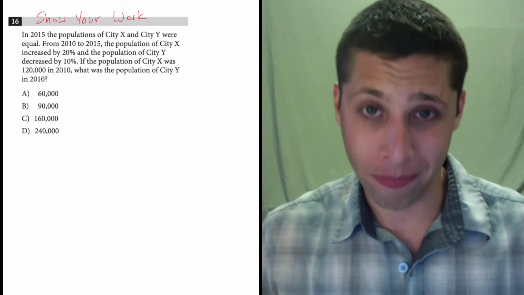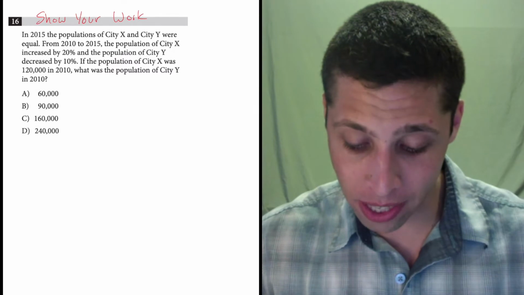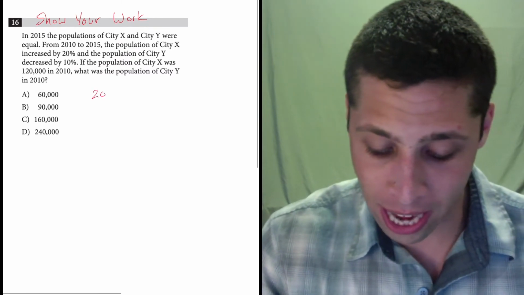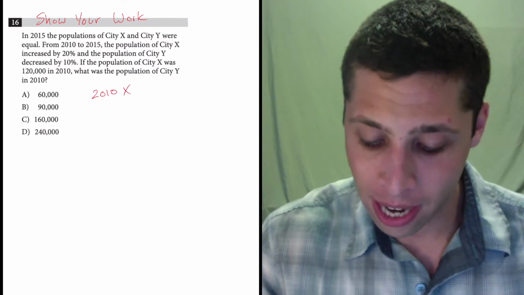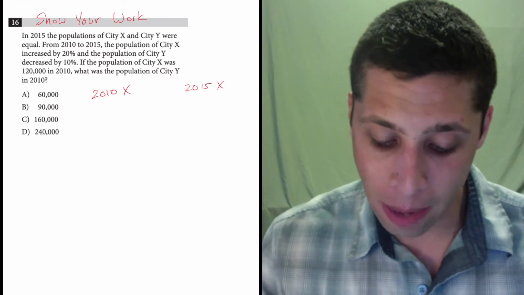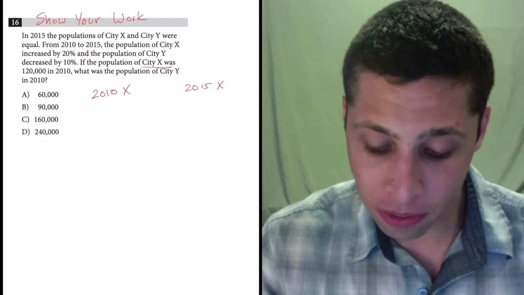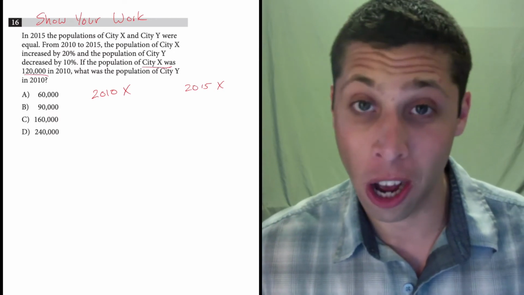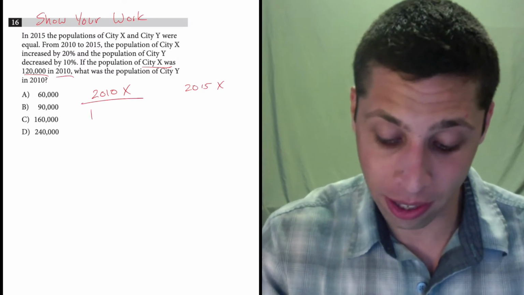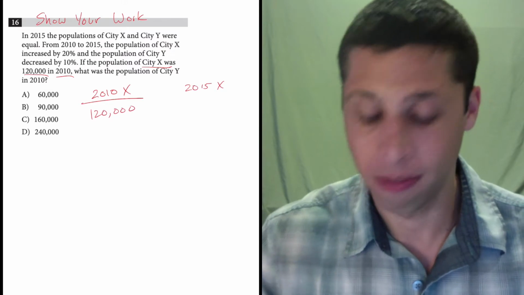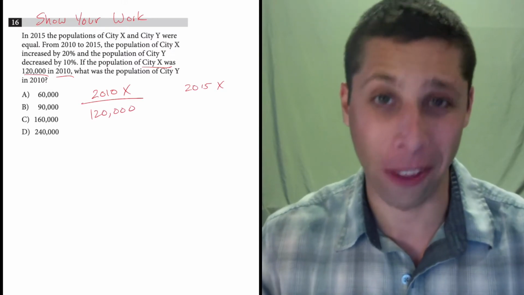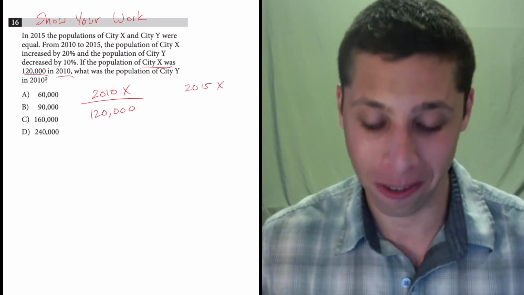So here's what I did, is I started off with city X, since that's what we're kind of focused on. So there's city X in 2010, and there's city X in 2015. I am told that the population of city X was 120,000 in 2010. So literally just write that. I know it's in a sentence and it's easy to read. Write it out. Get it out there. That way it's more organized.